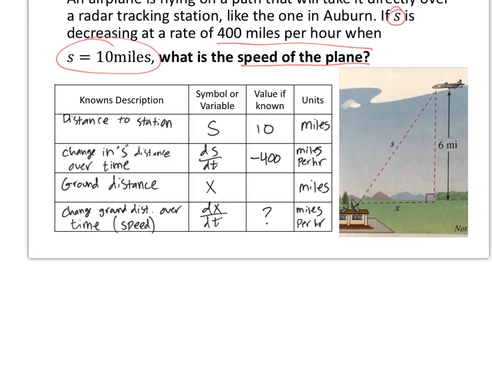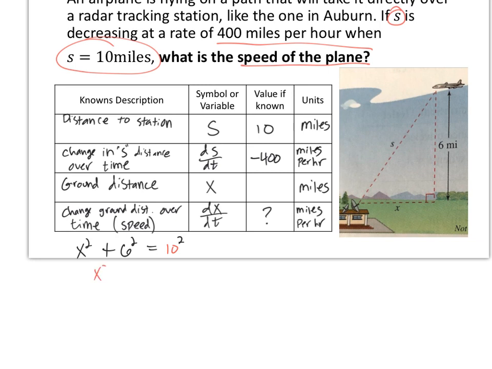So we know how to find distance. We know that x squared plus 6 squared is going to be s squared. That's the Pythagorean theorem in action. And we know that s is 10. So I'm going to go erase that and say, I know that s is 10 based on this. So 10 squared, because I'm told up above.